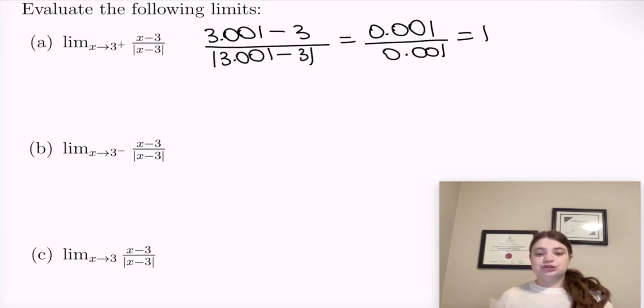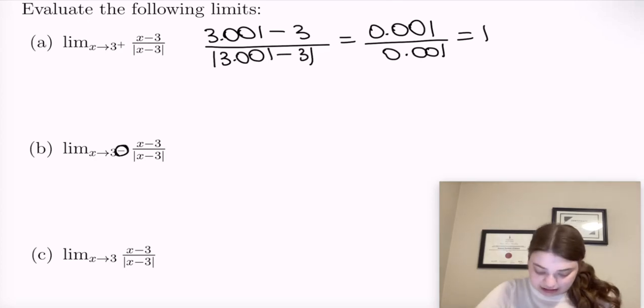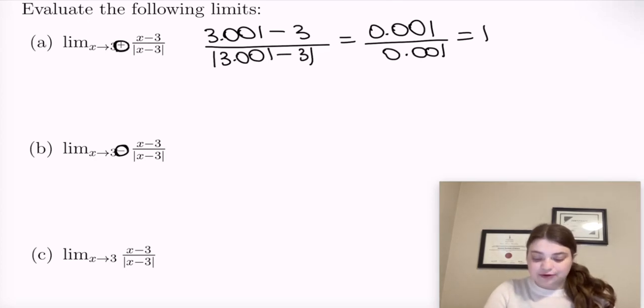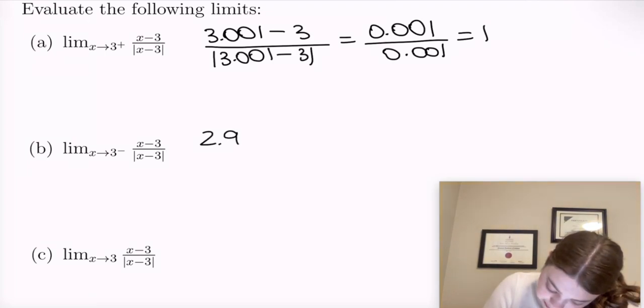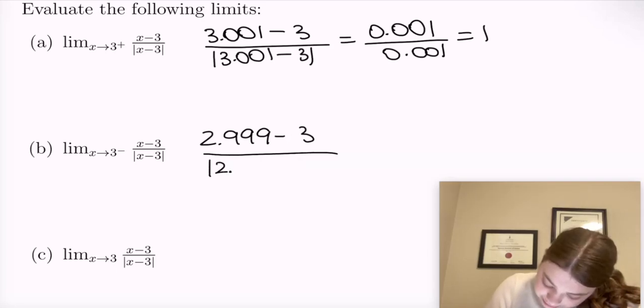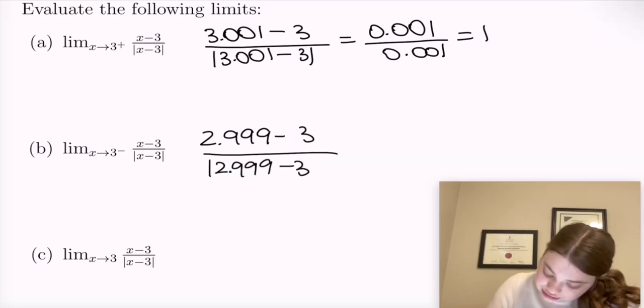The limit as x approaches 3 from the left, right? This minus sign here means from the left, the plus sign here means from the right. Okay, so if we do that, I'm going to choose something very close to 3 as well, but approaching from the left. So maybe like 2.999. So let's do that. 2.999 minus 3 over absolute value 2.999 minus 3.